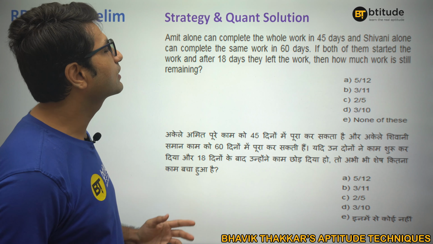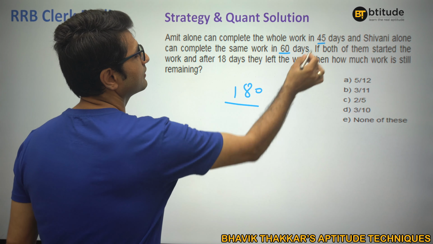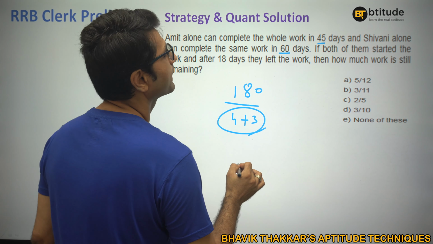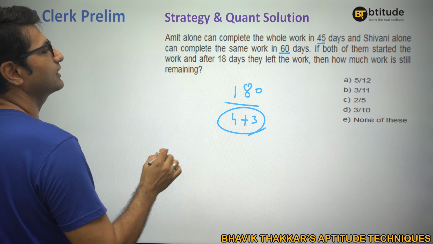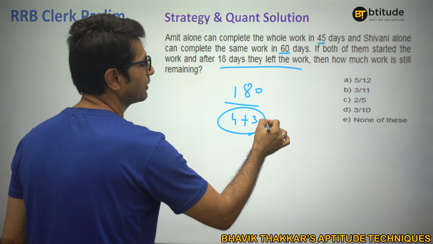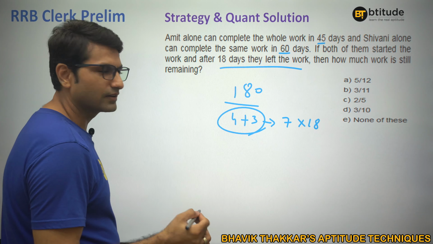Again, you can pause the video and do it. Shivani can do the work in 60 days. What we do? LCM is 180. So that means he is doing 4 and 3. 4 plus 3. That's how they are doing it. And now they are saying they started, after 18 days they left the work. How much work is still remaining? In 18 days they would have done 7 into 18. That is what? 126, right?